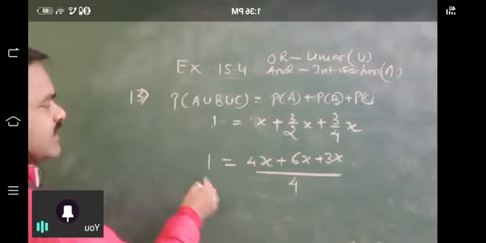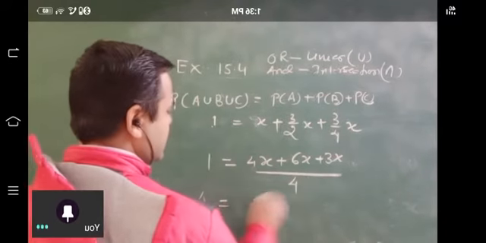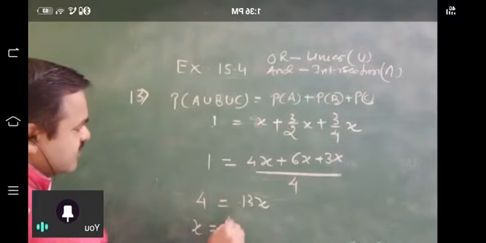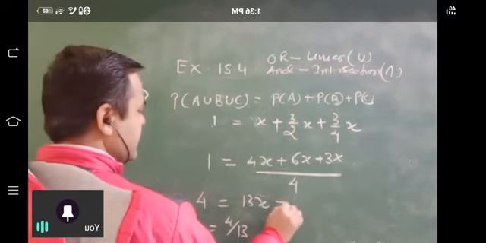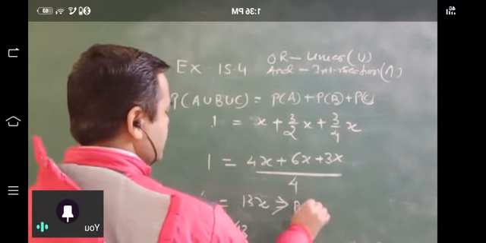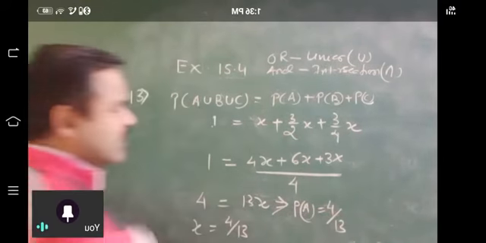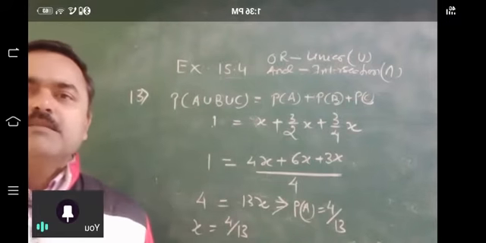Do the cross multiply. 4 equals 6 or 4, 10 or 3, 13X. So X equals 4/13. This is the probability of A. Probability of A is how much? 4/13. Okay, we have supposed X is the probability of A.